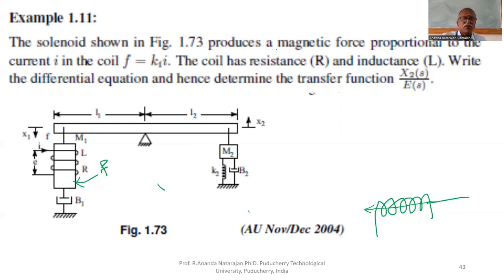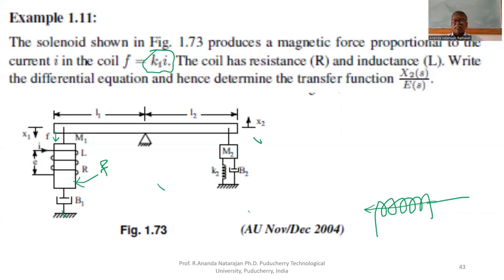The force developed in the coil is equal to K1 i. Instead of applying a force at this end, we can say that a force F of t is applied at this end. Instead, the coil is given a voltage E of t. Because of that, there is a current in the coil I of t, so a force is developed in the coil. That force is F of t.